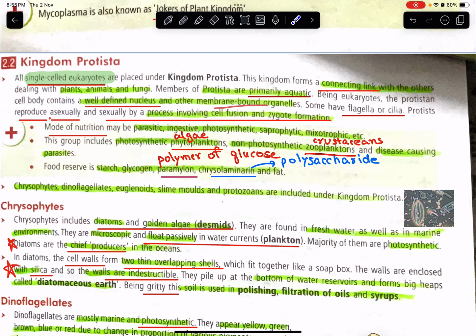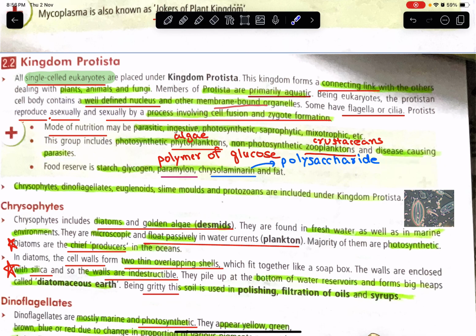This group also includes photosynthetic phytoplanktons like algae and non-photosynthetic zooplanktons. What are zooplanktons? Those which feed on phytoplanktons. Phytoplanktons are the ones which can produce their own food as they are photosynthetic. The non-photosynthetic zooplanktons cannot produce their own food, like crustaceans. Crustaceans are zooplanktons and they feed on phytoplanktons. These zooplanktons are animals and phytoplanktons are plants. And these can be disease causing parasites as well.